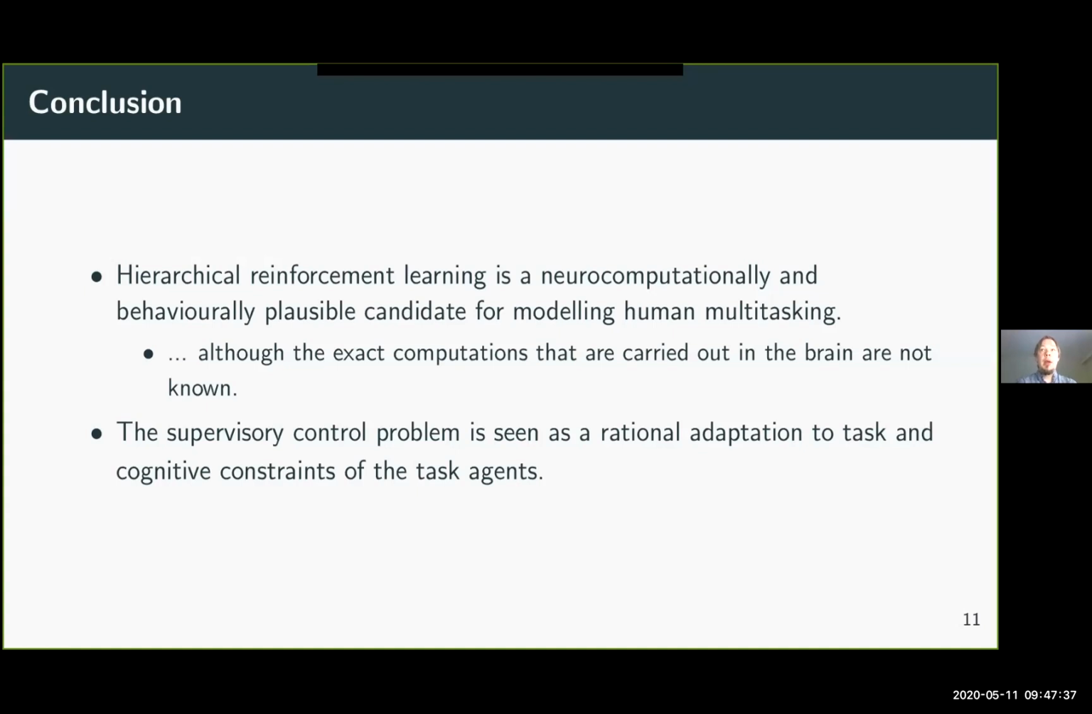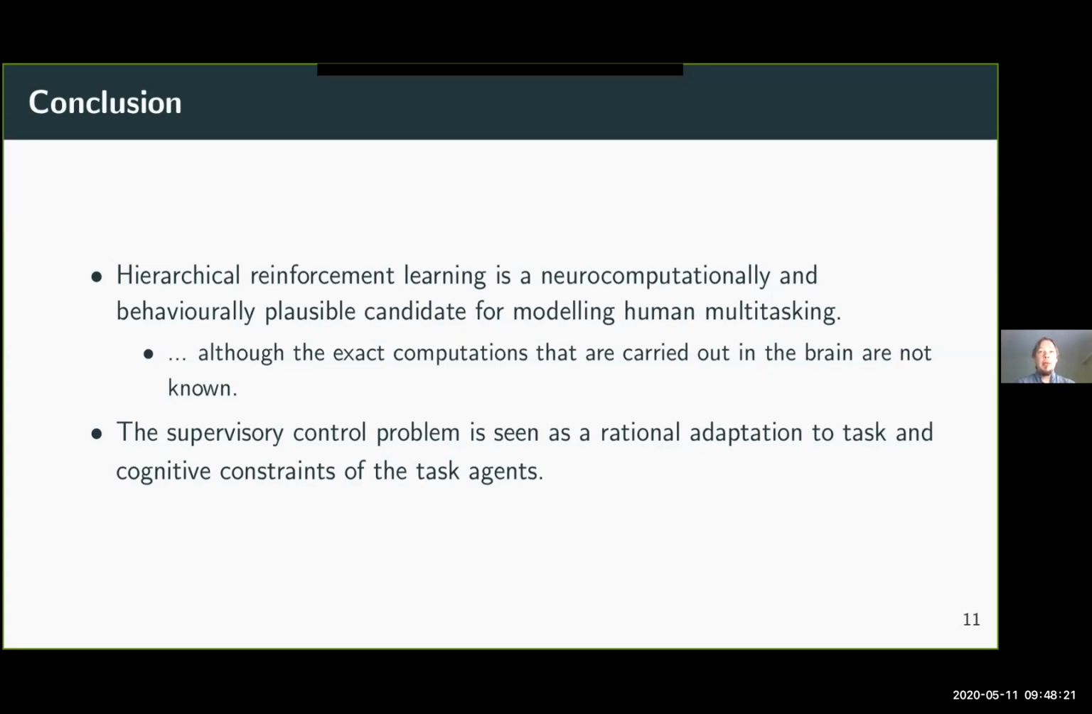So to conclude, hierarchical reinforcement learning has neurocomputational plausibility and it has behavioral plausibility as a candidate for modeling human multitasking. It can be multitasking while driving, but it can also be, for example, switching between tasks when working on a computer. However, we must note that the exact computations that are carried out in the brain are not known. We don't know how the states are represented in the brain. We're not sure how the hierarchies are discovered to begin with, but it seems that we are on the correct path.